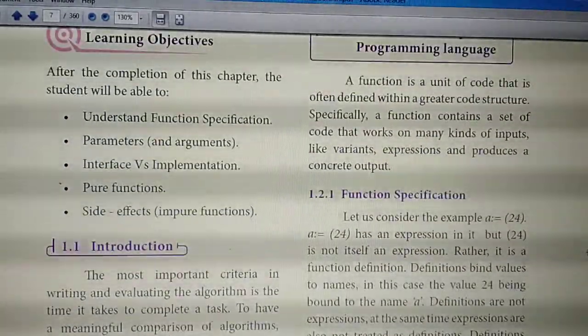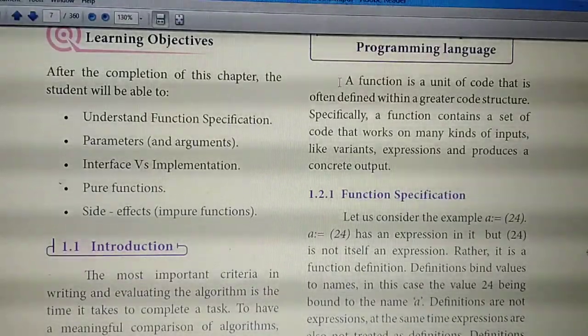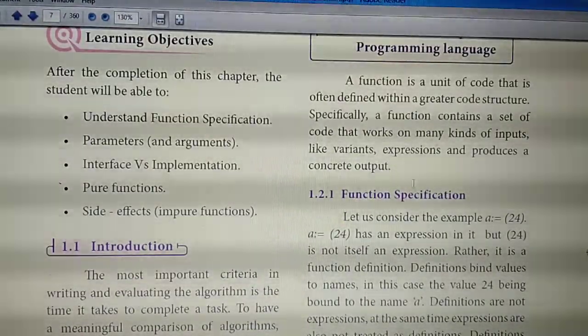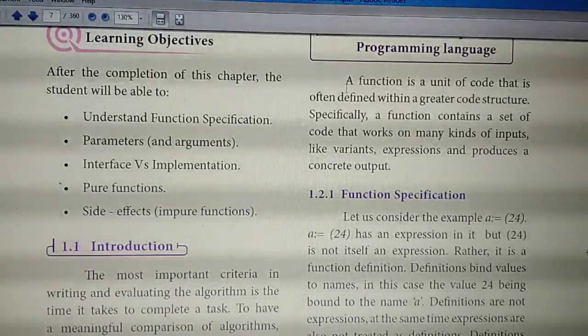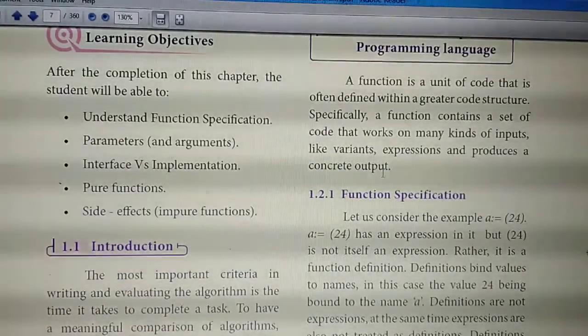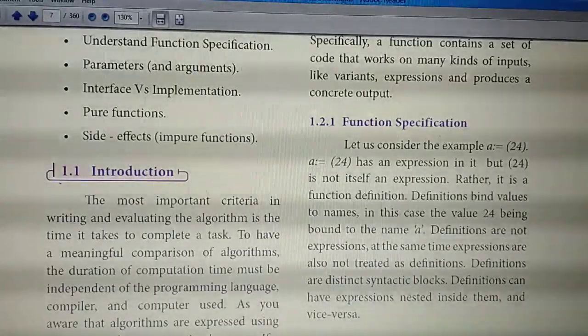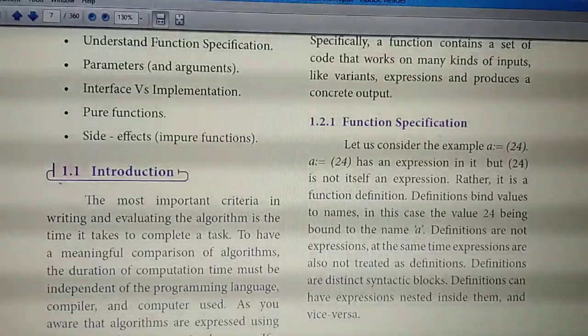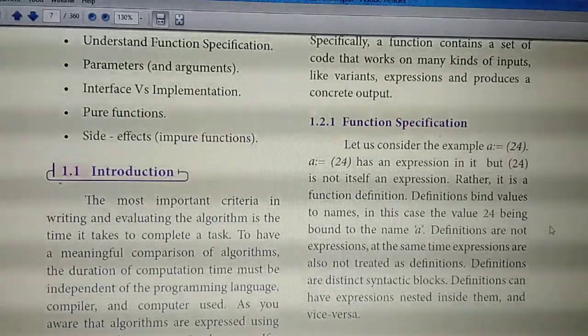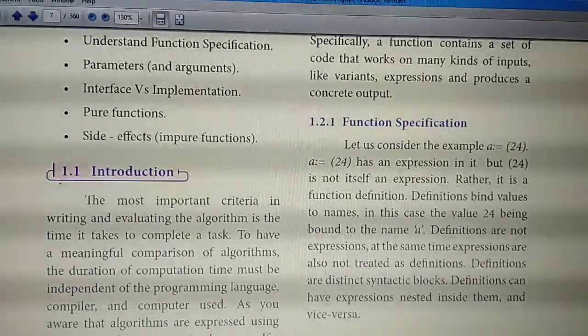Then function. Second question, same page, page number 1, starting from here. Function, till concrete output. Starting from function till concrete output. Okay. So here you write define definitions. This is not a book back question. Define definitions.